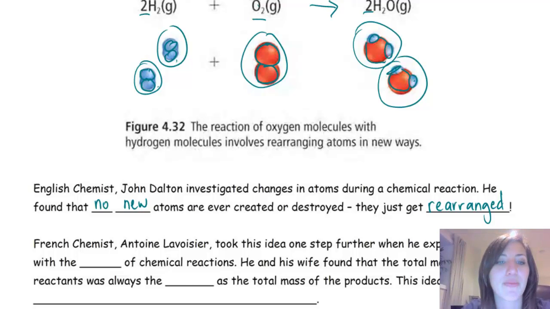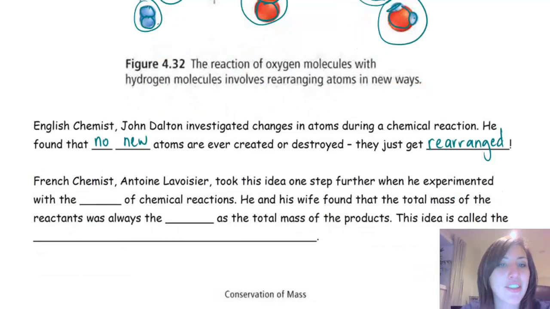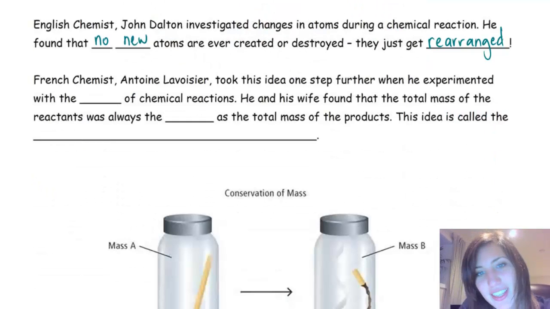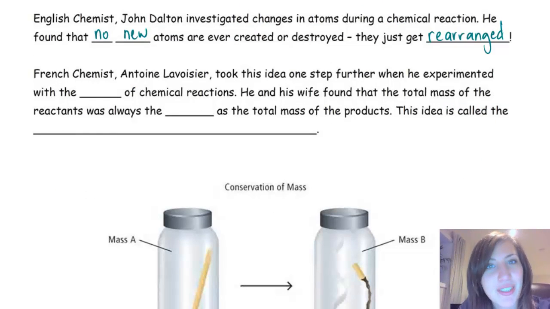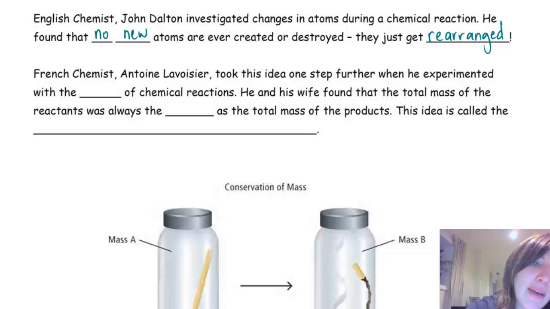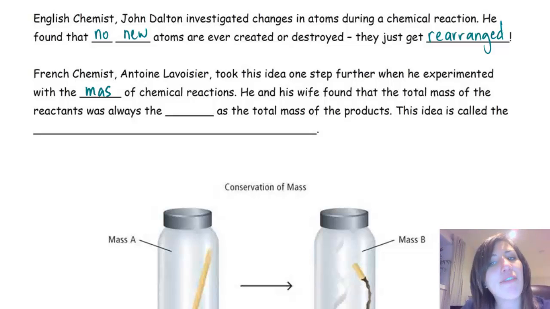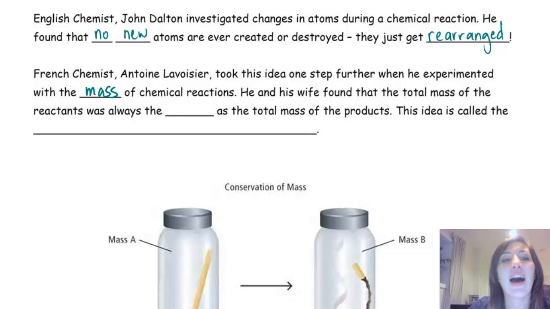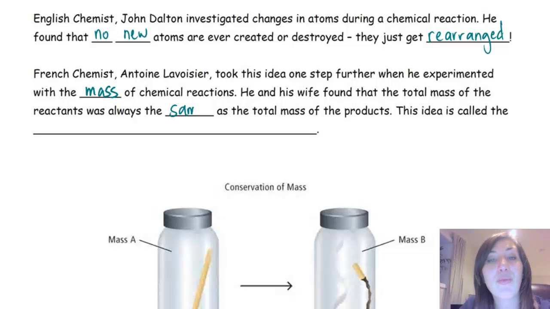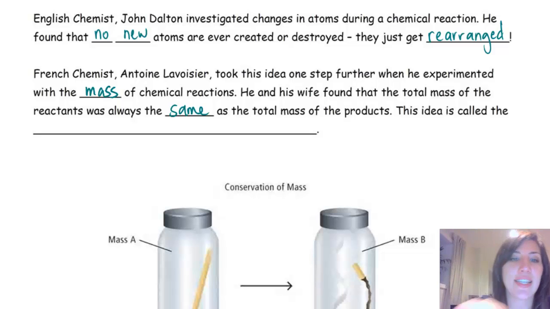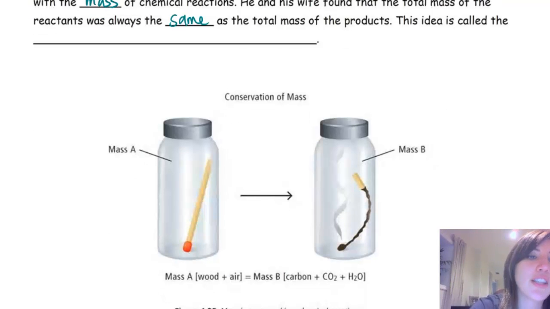So they're just rearranged. French chemist Antoine Lavoisier took this idea one step further with the help of his wife when he experimented with the mass of chemical reactions. So they found that the total mass was always the same for the reactants and products. No matter what the mass was when they started, the mass was always the same at the end of the reaction. So they called this idea the law of conservation of mass.